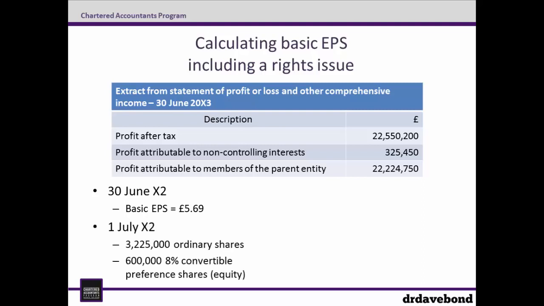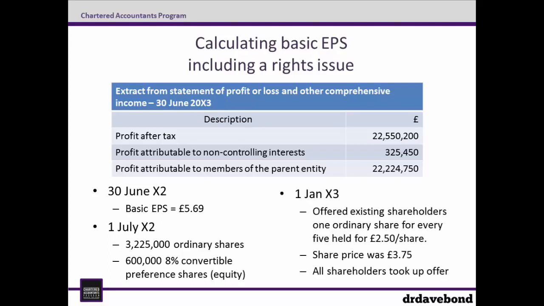At the start of the year, there were 3,225,000 ordinary shares outstanding, as well as 600,000 8% convertible preference shares. These were issued at £1 each and classified as equity. On the 1st of January 2000X3, existing shareholders were offered one ordinary share for every 5 held for £2.50 per share. The share price at the time of the rights issue was £3.75, and all shareholders took up the offer.